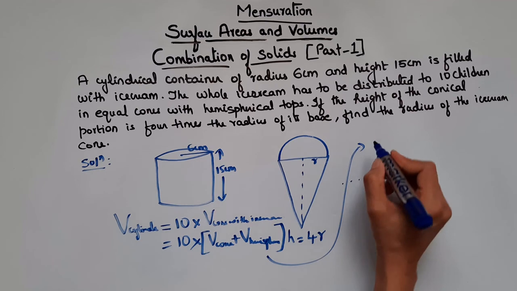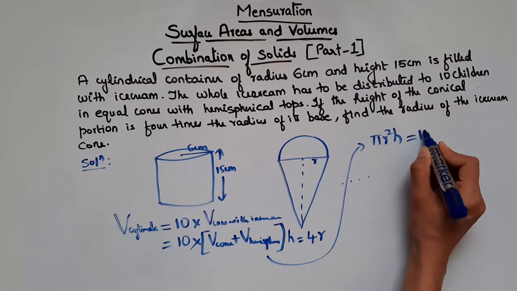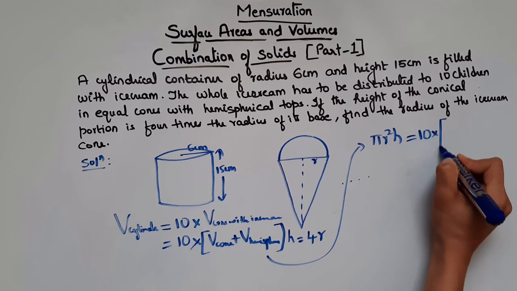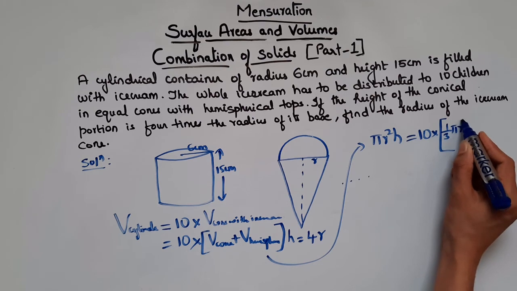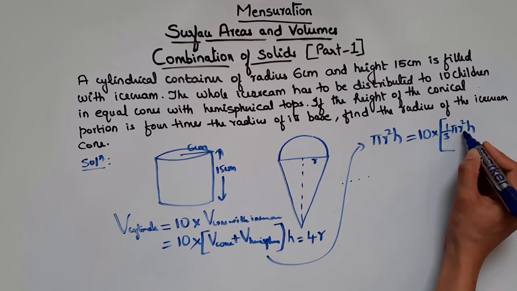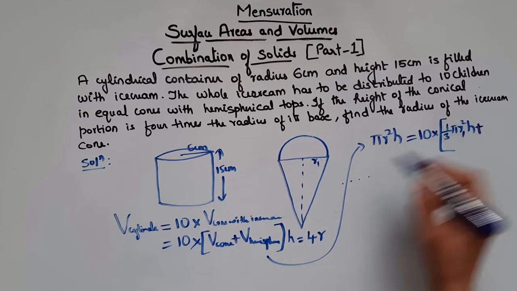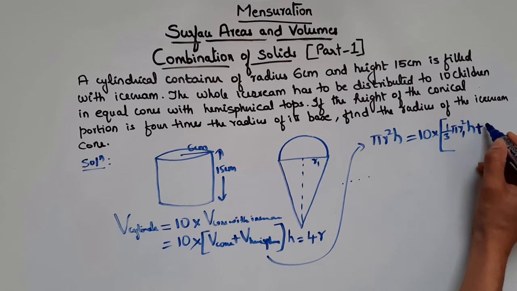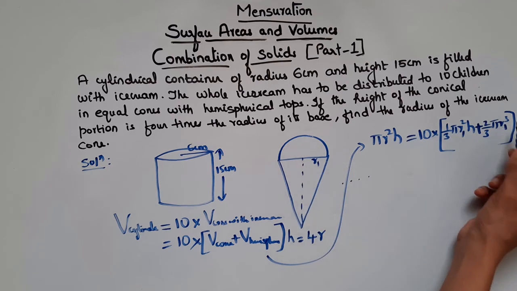What is the volume of the cylinder? So volume of the cylinder is given by pi r square h, right? Is equal to 10 into, now what is the volume of the cone? So volume of the cone is given by 1 by 3 into pi r square h. So let's take r1. This is of the cone, right? So this is r1 plus, what is the volume of the hemisphere? So the volume of the hemisphere is given by 2 by 3 pi r cube. So 2 by 3 pi r1 cube, right? So this is r, there is a radius of the hemisphere as well. So we can write r1 cube.